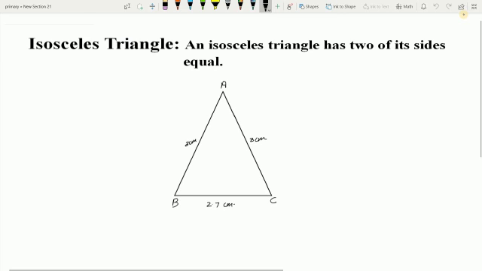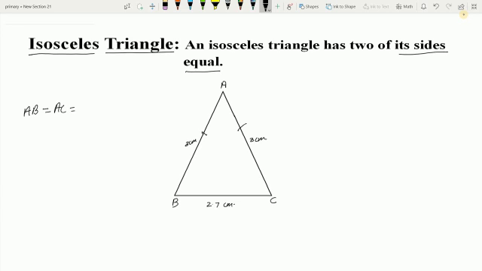Now next is Isosceles Triangle. An isosceles triangle has two of its sides equal. Students, as you can see in the given picture, side AB and side AC is equal to 3 centimeter, but third side BC is equal to 2.7 centimeter. So we can say triangle ABC is an isosceles triangle.